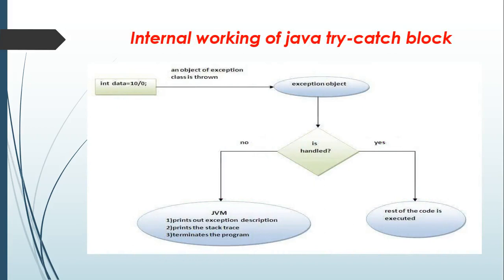Here is the internal working of the Java try-catch block. Let's suppose the statement is int data = 10/0. We all know that it throws an exception, because it is a runtime exception, divide by zero. If the exception is handled, then the rest of the code is executed and it simply shows the message in the catch block. If it is not handled, then the JVM prints the exception description, prints the stack trace, and terminates the program.